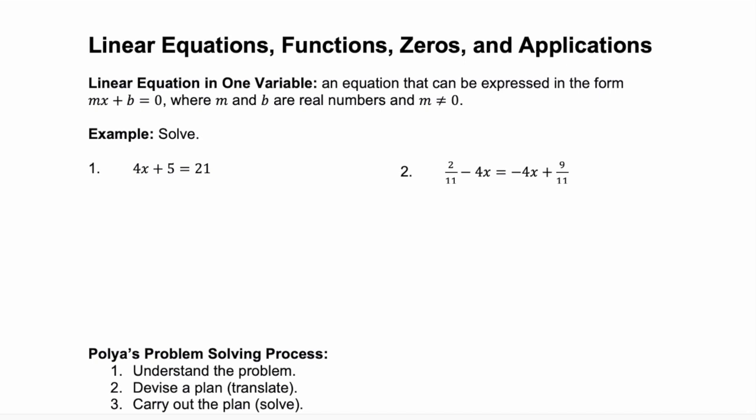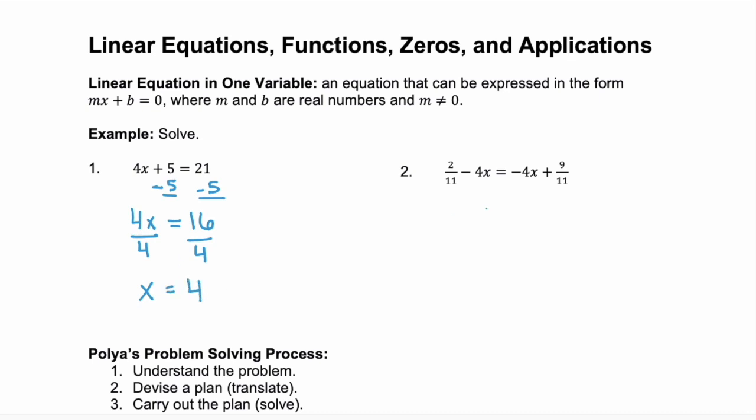For the first example, we're asked to solve. And when you're solving, remember you're just isolating the variable. So here, our first step is to subtract 5 from both sides, and that'll leave 4x on the left, which is equal to 16. And since 4 is multiplied with the x, we need to do the opposite, which is divide, and that will leave us with x on the left, which is equal to 4.